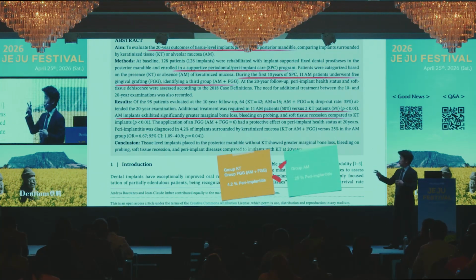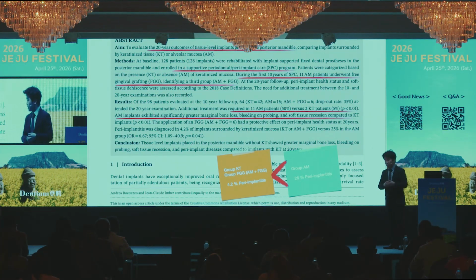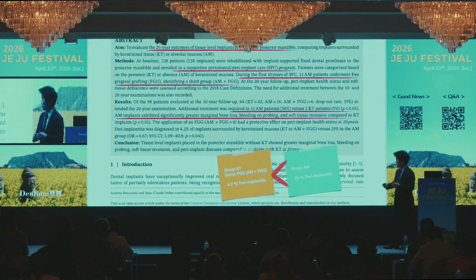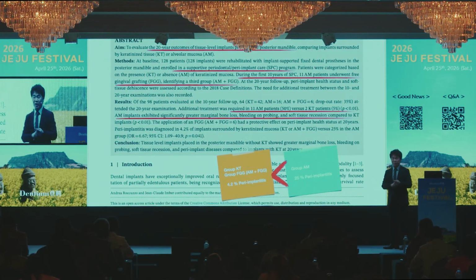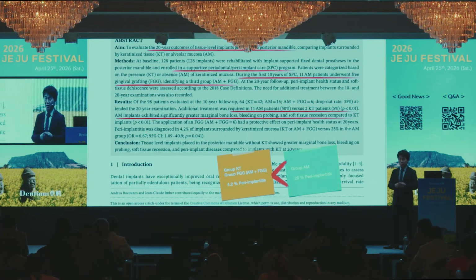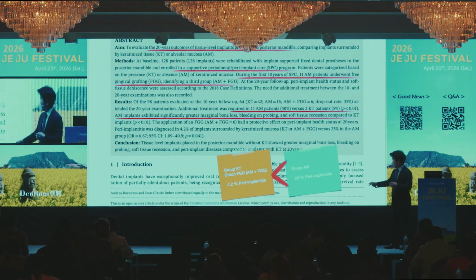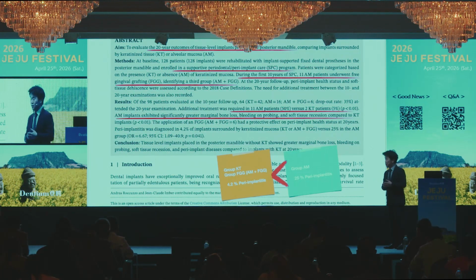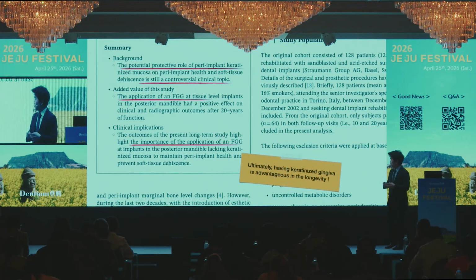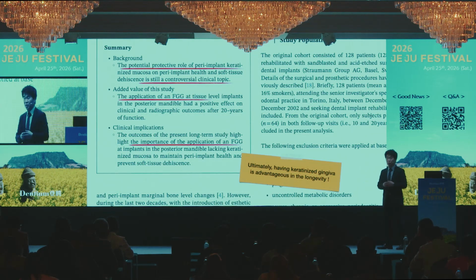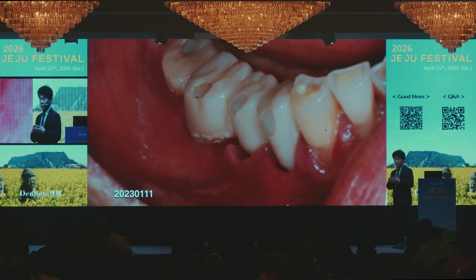Group 1 is the group with more than 2 millimeters of KT band. Group 2 is the pre-gingival graft group. Group 3 is the no KT band group. In the 20-year cohort study result, peri-implantitis is 5 times more. So if it is possible, we make the pre-gingival graft around the implant. So KT band is important for the long-term result.